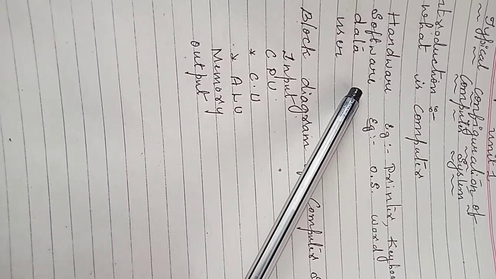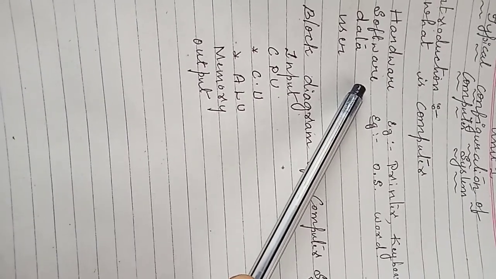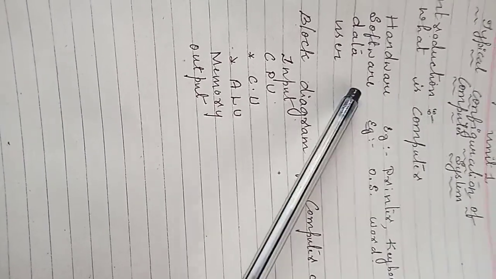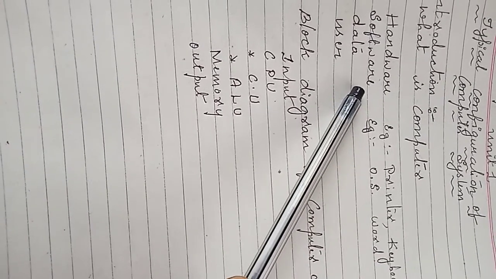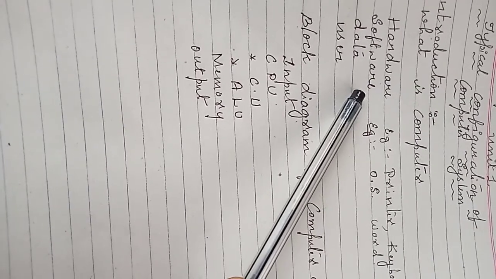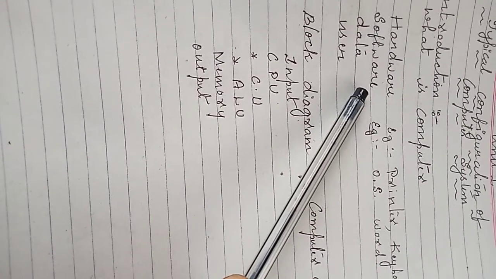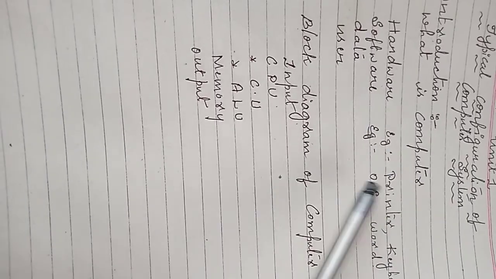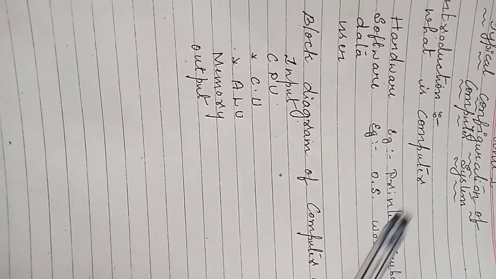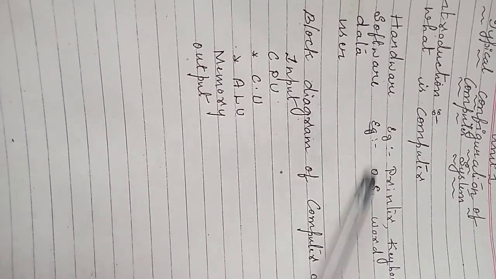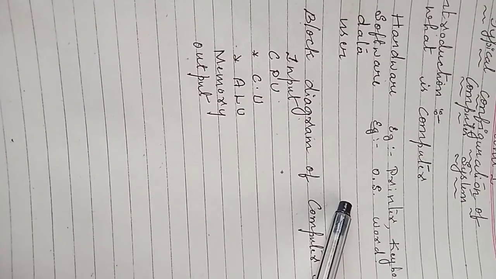What is software? Software is a set of instructions given to the computer. The instructions you are giving to the computer are called software. In software we have two types, that is system software and application software. For example, the operating system is a system software, and for application software we have Microsoft Word, Excel, PowerPoint. These are the apps we are using. Okay, this is about software.